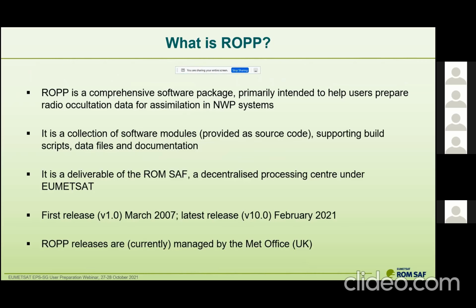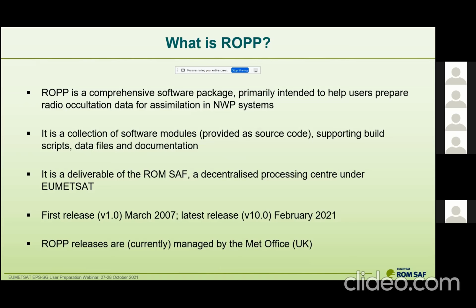So, what is ROPP? It's a comprehensive software package. The initial and still primary intention is to help users prepare RO data for simulation in NWP systems. It is a collection of software modules in Fortran 95, build scripts, data files, and documentation. And it's a deliverable of the Radio Occultation Meteorology SAF, which is a decentralized processing center under EUMETSAT.